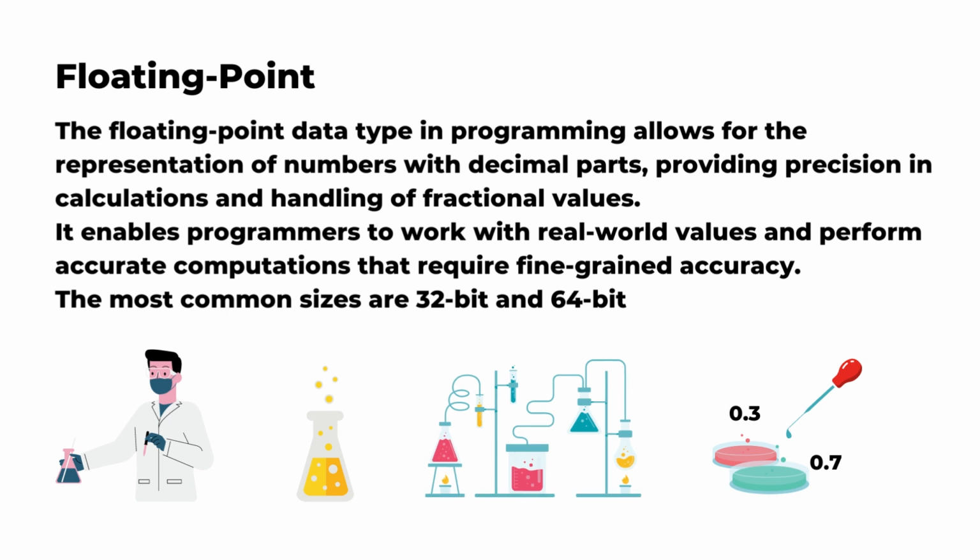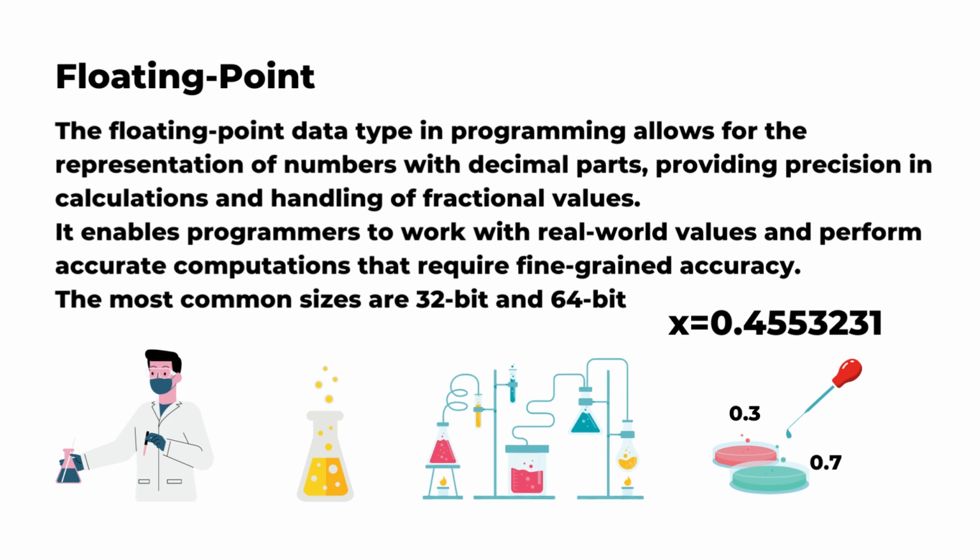In programming, the floating point data type is like your scientific scale. It allows you to work with numbers that have decimal parts, similar to the precise measurements needed for potion ingredients. Floating point numbers give you the ability to represent values with incredible accuracy, enabling you to handle fractional quantities and perform complex calculations.